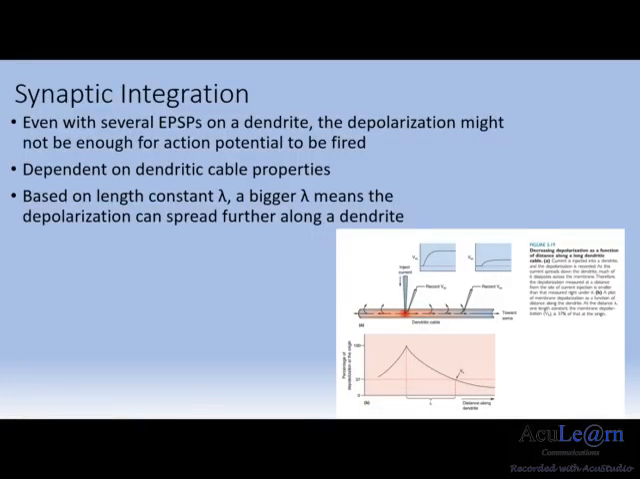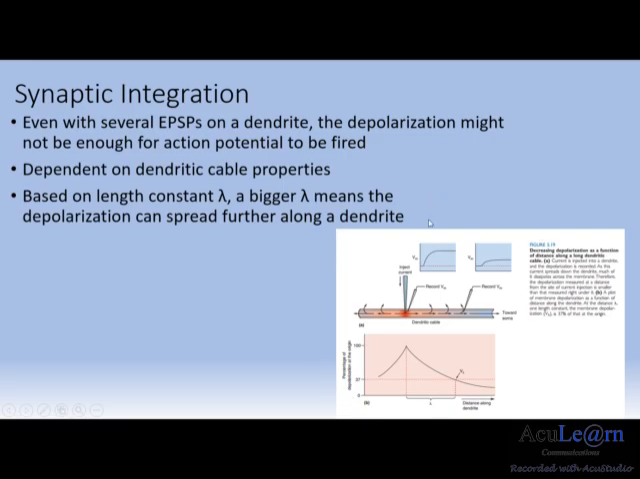Despite having several EPSPs on the dendrite, the depolarization still might not be sufficient to generate an action potential. The ionic current that enters at the site of the synapse still has to spread across the entire dendrite through the soma and arrive at the spike initiation zone to depolarize it beyond threshold levels to initiate an action potential. This can be seen from the graph shown in the diagram.